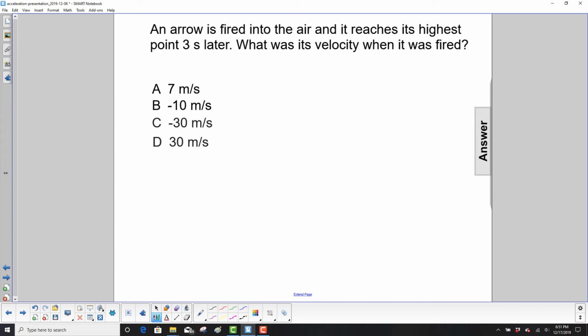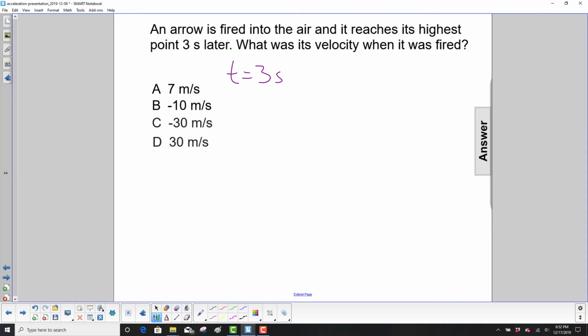An arrow is fired into the air and reaches its highest point 3 seconds later. So all we're given in this one is 3 seconds. What was its velocity when it was fired? This almost seems impossible, right? We just have one measurement and we want to find velocity.